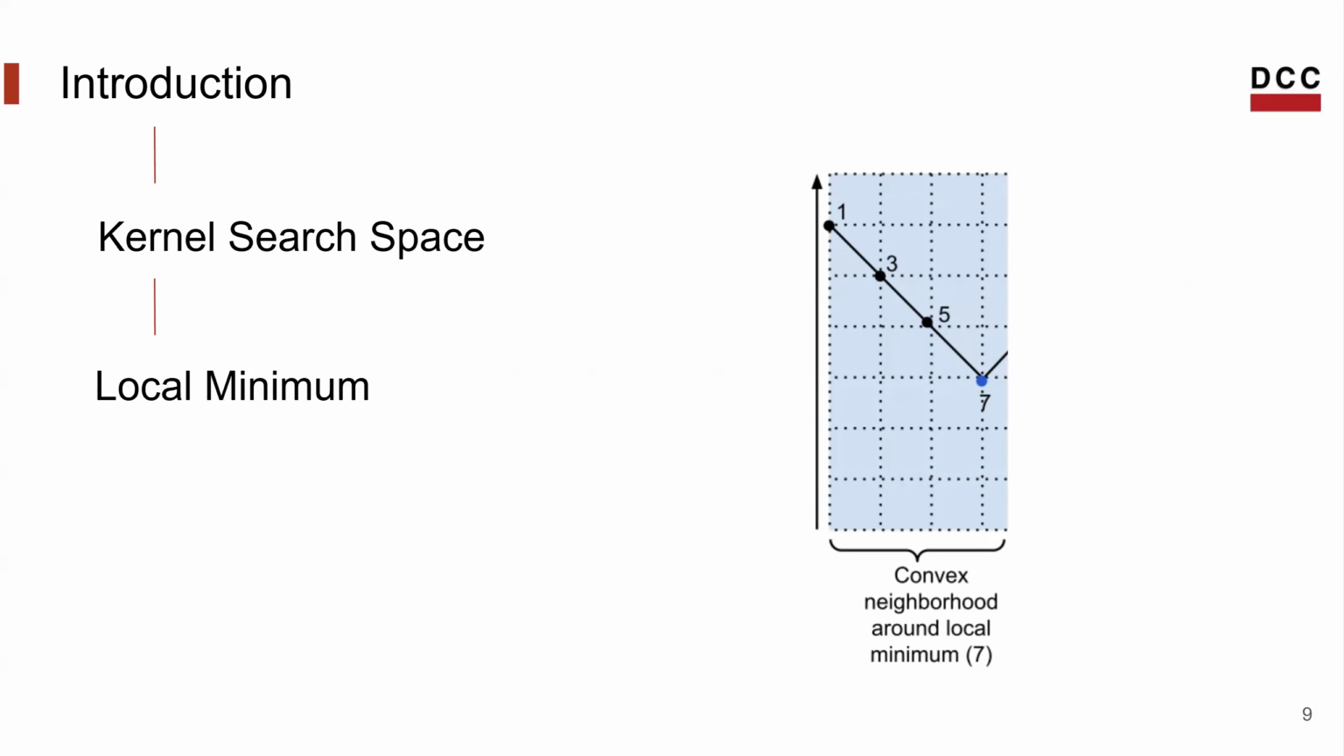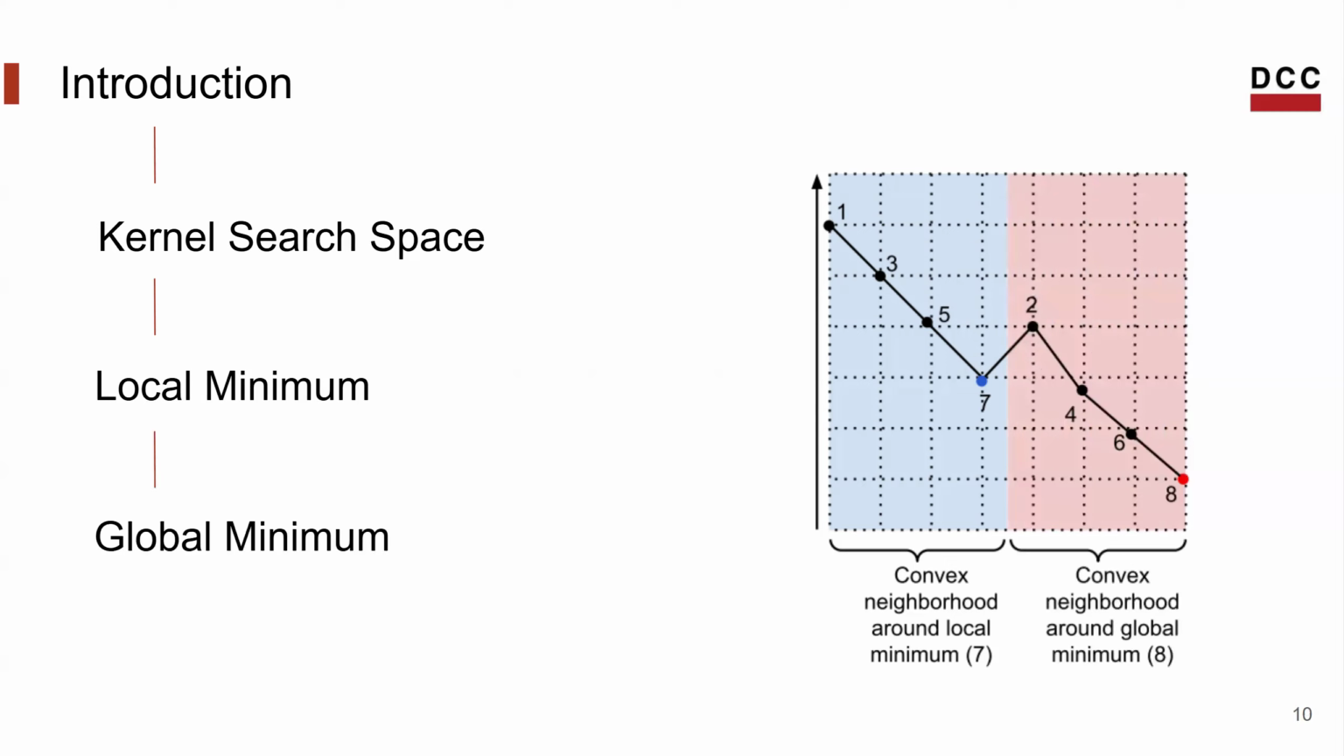Another important concept is about local minima. The figure on the right shows an example of a point at which we have a convex neighborhood around the local minima. Of course, a local minimum might be a global minimum if you don't know all the space. The global minimum point is the minimum of all points in the space. In the figure alongside, point 7 is a local minimum point, and point 8 is a global minimum point.